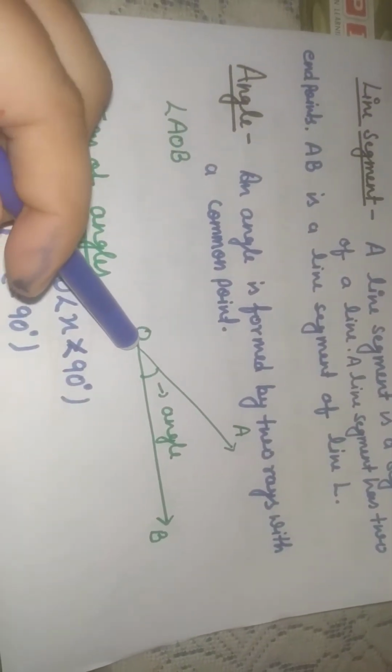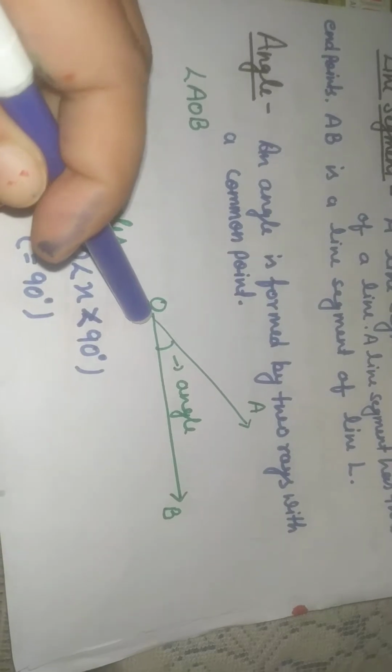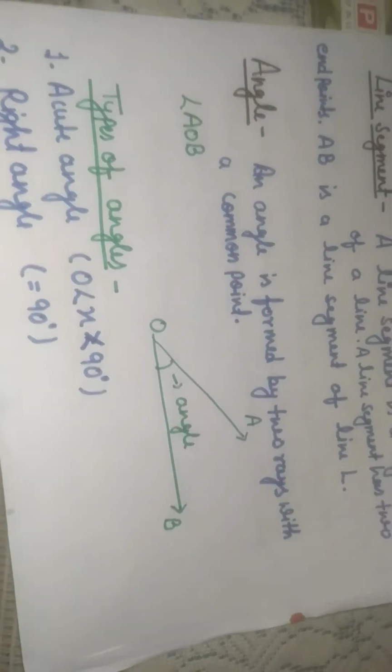Angle. An angle is formed by two rays, as you all know, and they have a common point. Here two rays, OA and OB, are meeting at a common point O, and therefore AOB is an angle. They are forming an angle.